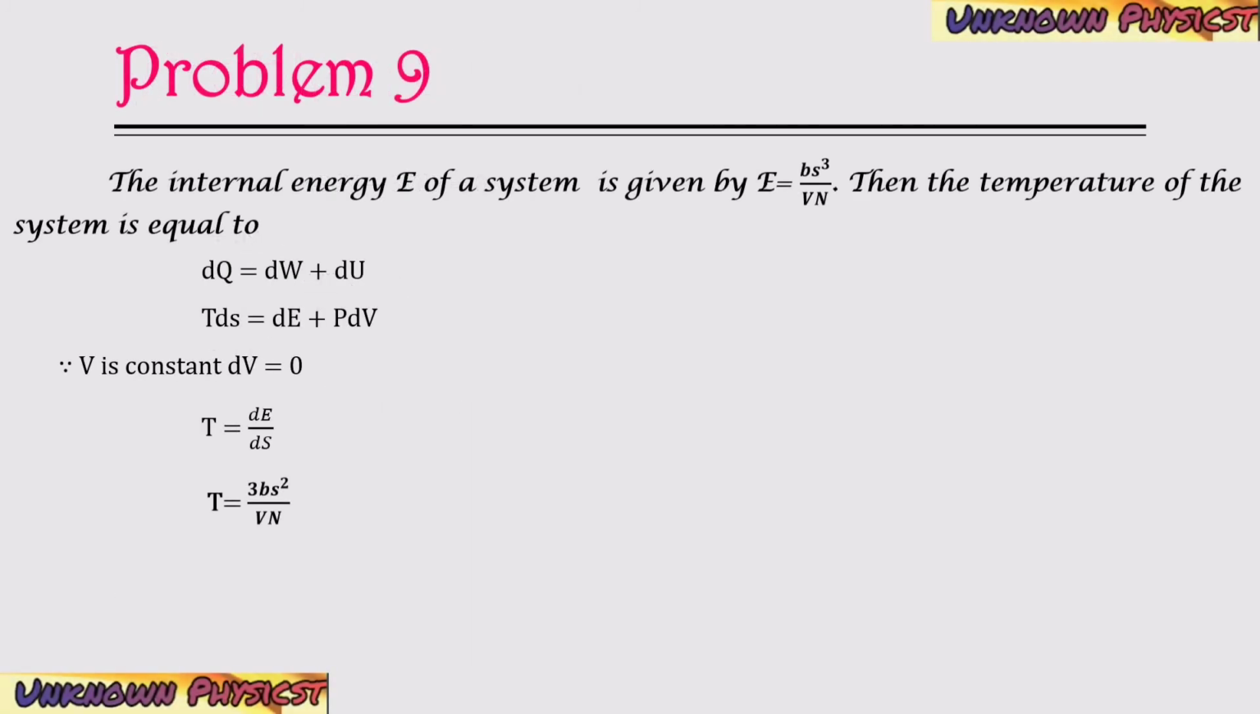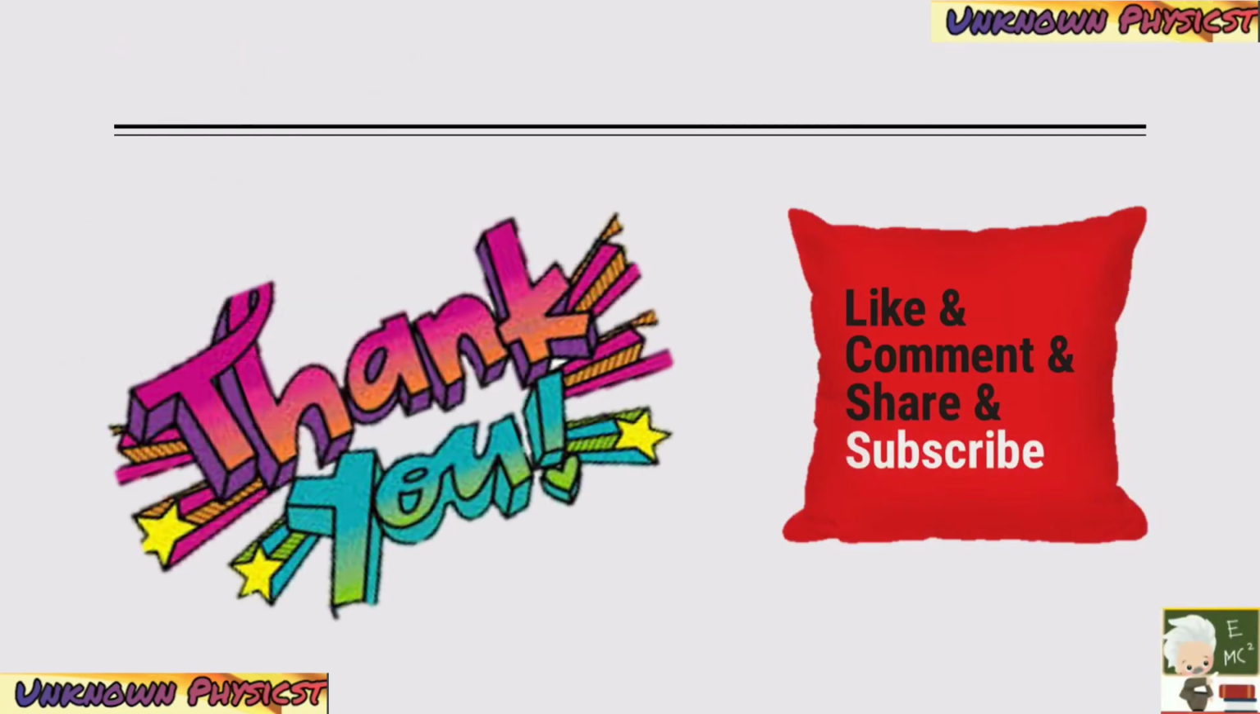Our next question: the internal energy of a system is given by E is equal to B S cube by V^n, then the temperature of the system. So they have given the internal energy and they are asking for the temperature. We know from the first law of thermodynamics dQ is equal to dW plus dU. Here they have given U in terms of E. And we know dQ is equal to TdS. Here our volume is constant, so our work done is 0. So T will be equal to dE by dS. So finally T will be equal to 3B S square by V^n.